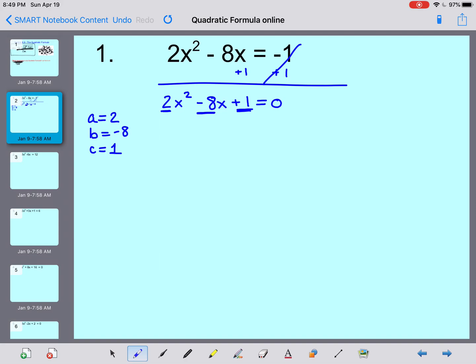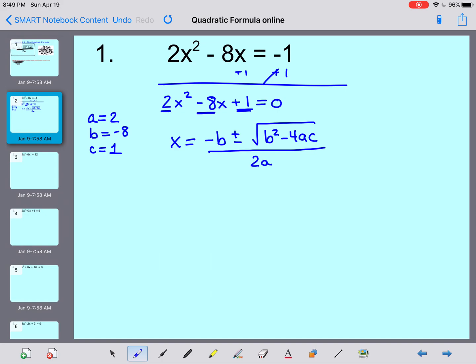If by accident you forgot to do that first step of rewriting it, you would have thought the constant was negative 1, which is going to drastically change your answer. So that's why we need to make sure it equals 0 first before we begin anything. So I'm going to use these a, b, and c values and substitute them into the formula. X equals negative b plus or minus the square root of b squared minus 4ac all over 2a. You do not have to write the formula every time. I was just writing it this time so that we can reference it.